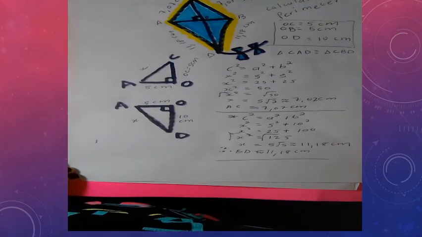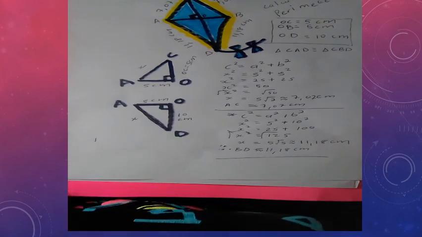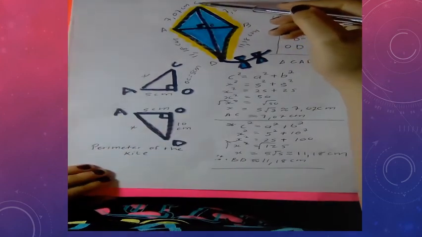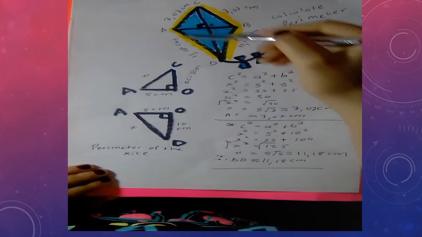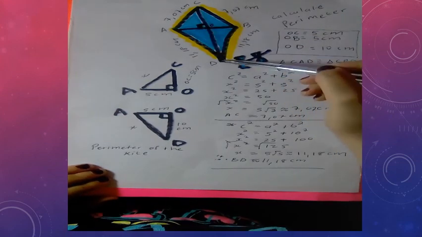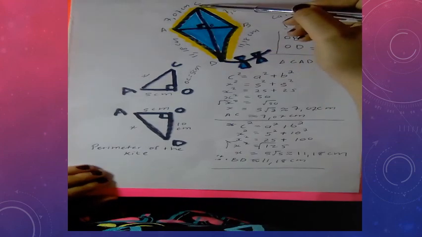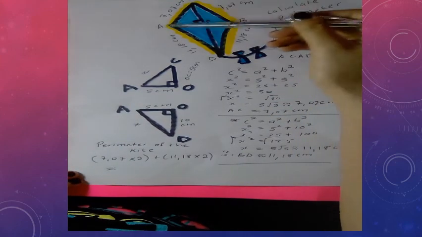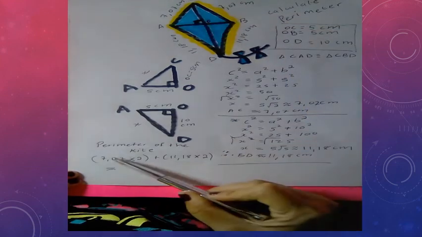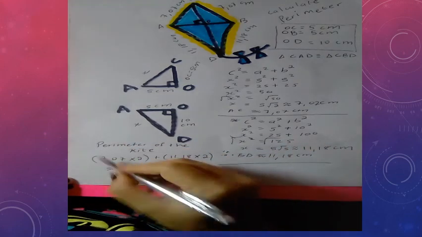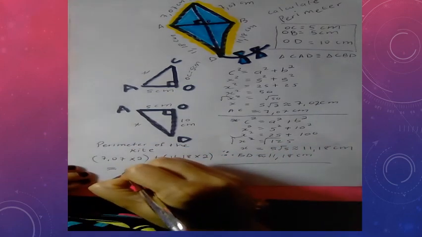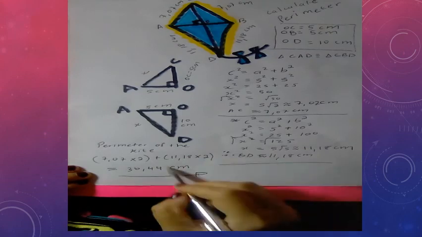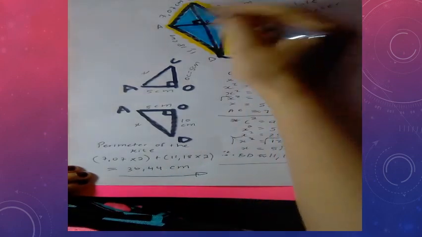But we have not yet fully answered the question, because they asked us to calculate the perimeter of the kite. So the perimeter of the kite would be 7.07 plus 7.07 plus 11.18 plus 11.18, which is simply 11.18 multiplied by 2 plus 7.07 multiplied by 2. So I've multiplied the 7.07 by 2 and the 11.18 by 2, and added them together, so the answer is 36.44 centimeters. And that is the total perimeter of the kite.